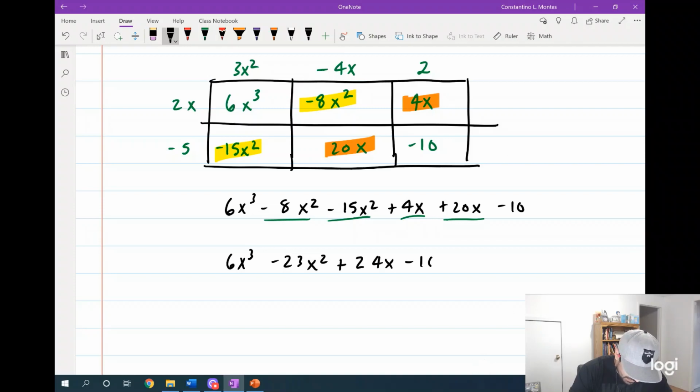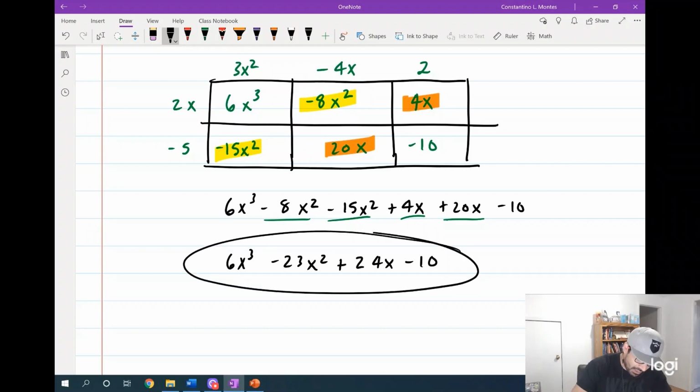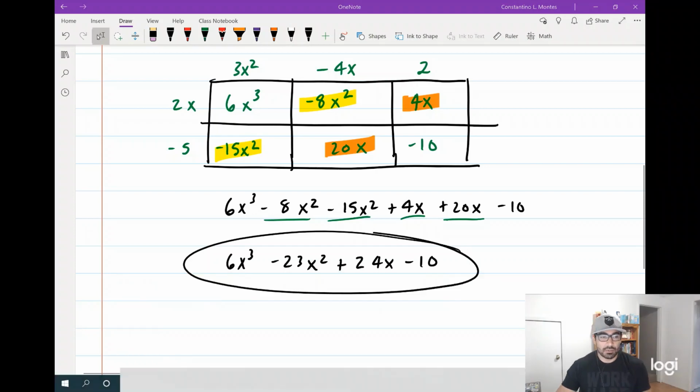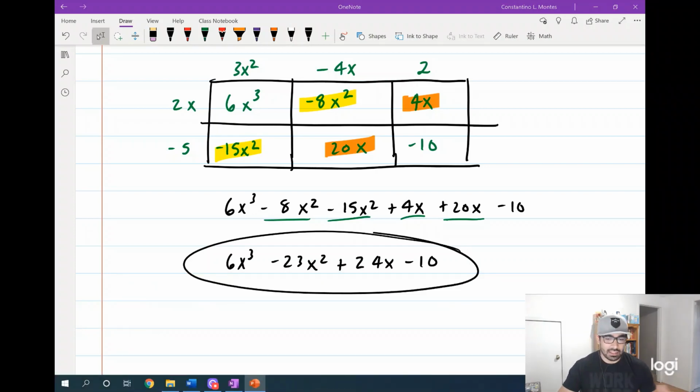And the last one is minus 10, and we are done. So that's what a trinomial times a binomial looks like. So now we're going to jump into a trinomial by a trinomial, and you may have already figured out if a binomial times a trinomial is 2 by 3, then a trinomial times a trinomial is going to be 3 by 3. So we're just upping the number of small squares within that area model, right?